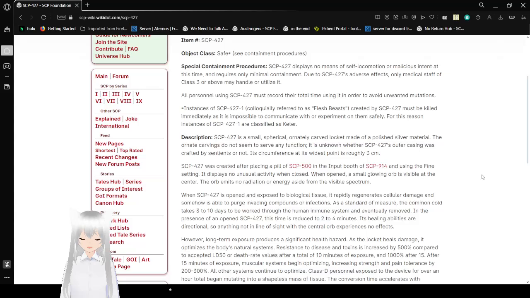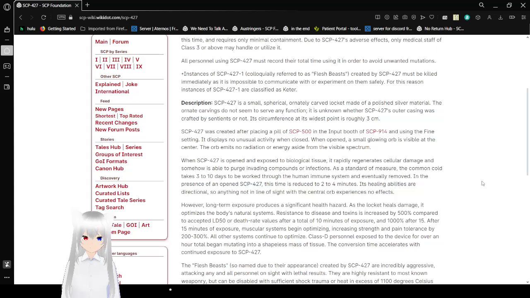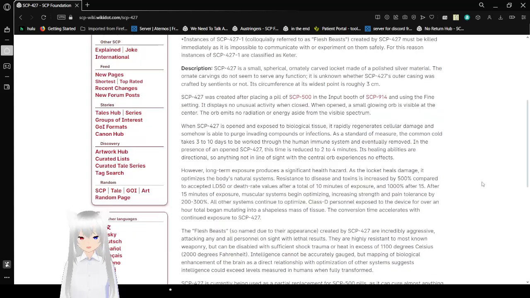Due to SCP-427's adverse effects, only medical staff of Class 3 or above may handle or utilize it. All personnel using SCP-427 must record their total time using it in order to avoid unwanted mutations. Instances of SCP-427-1, colloquially referred to as flesh beasts, which are created by SCP-427, must be killed and eliminated, as it is impossible to communicate with or experiment on them safely. For this reason, instances of the flesh beasts are classified as Keter.